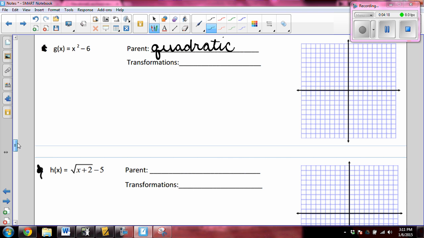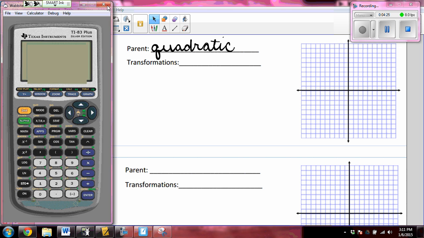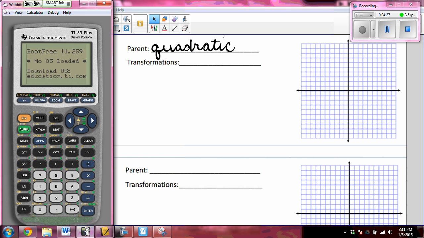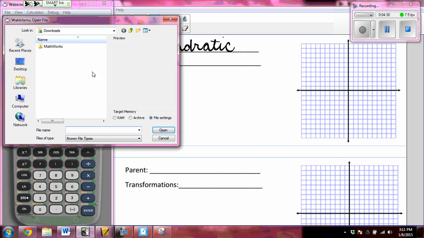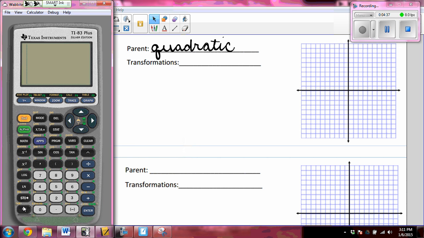And I can do that using my calculator. So I'm going to open my calculator. Now that I have my calculator on, I go to y equals, and I'm going to type my parent function, which is x squared. And I want to see a list of tables. So I'm going to press second, graph, and I'm going to plot some points.